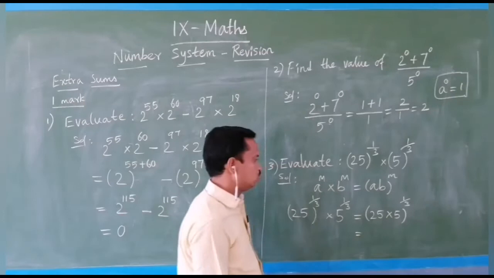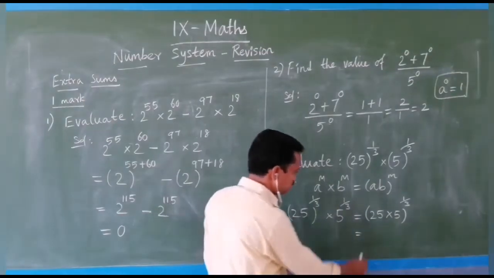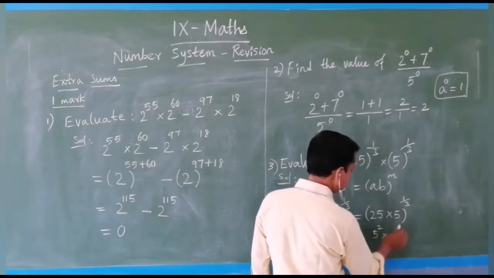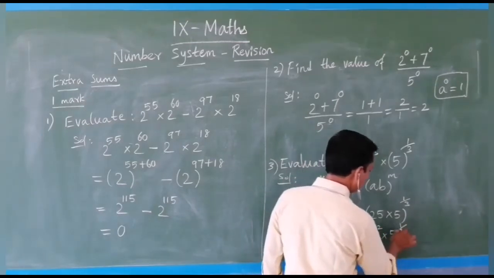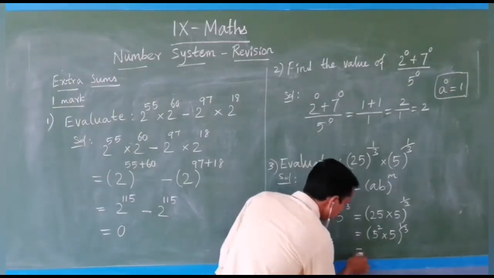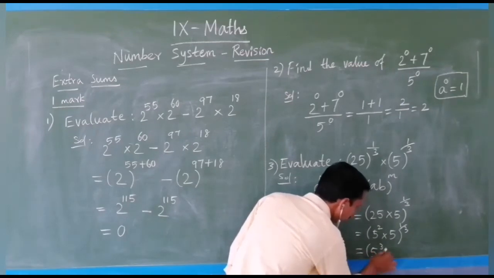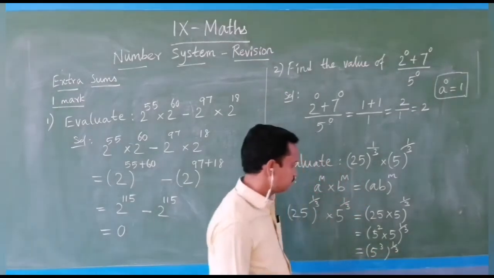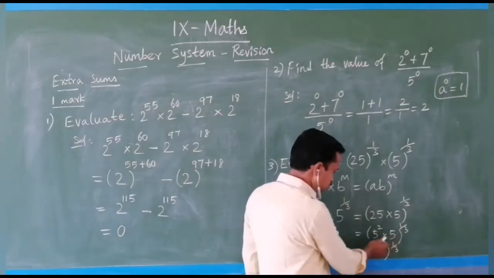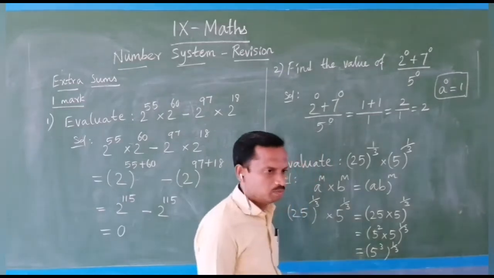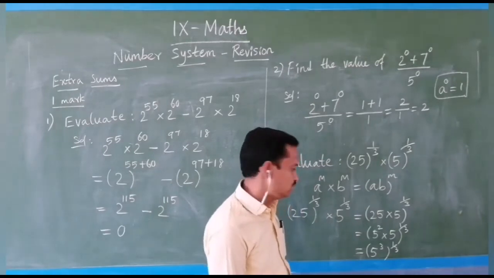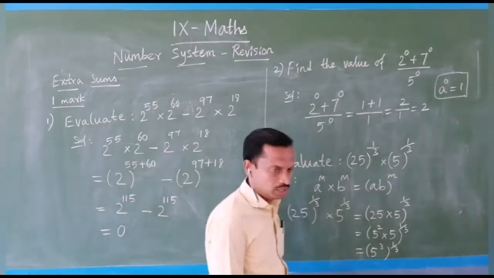And now 25 into 5. This is nothing but 5 square, and this is 5 to the power 1, and this becomes 5 cube, and then power 1 by 3. So 5 square into 5, that is 5 power 1. So you apply a power m into a power n, that is a power m plus n. So 5 power 2 plus 1 becomes 5 power 3, and to the power 1 by 3.